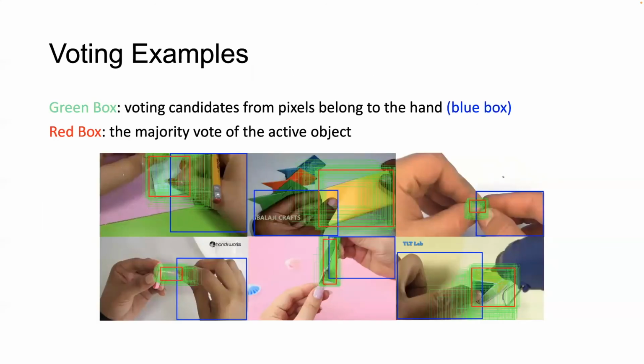Here are some visualizations of the voting process. The red bounding box is the majority vote of the green pixel-wise predictions from the blue hand bounding box. As we can observe, the prediction after voting is closer to the actual active object than the outliers.